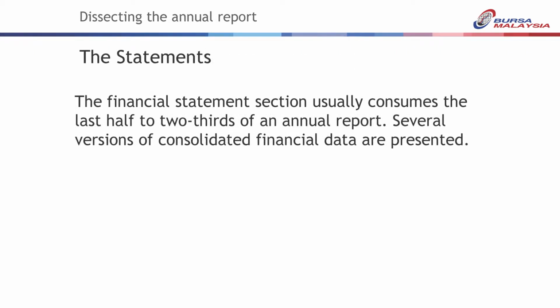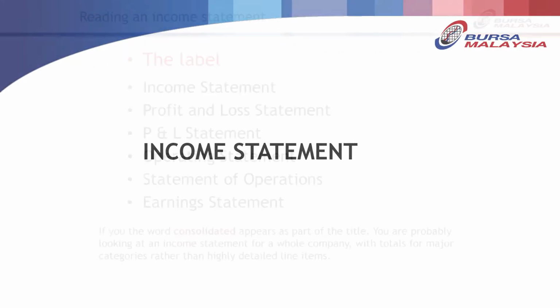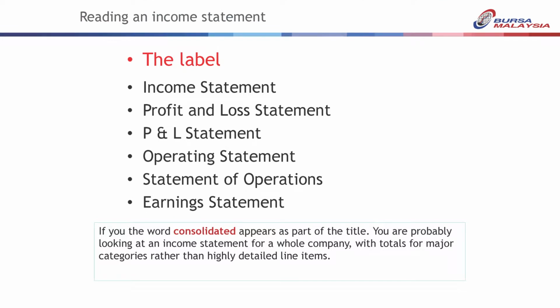The statements themselves, now, this is usually where a large portion of your time is consumed. So let's start with the income statement. Let me start with the labeling aspect of it. Some people will call this the income statement, profit and loss statement, operating statement, statement of operations, earnings statement. You will probably see some statements using the word consolidated, right?